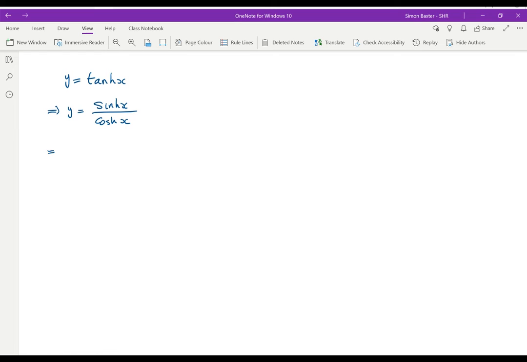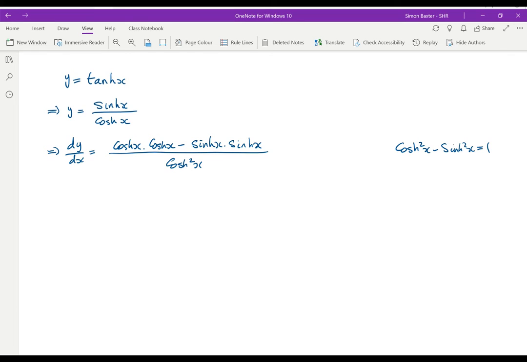Now, if we want dy by dx, we simply have the quotient rule. So we write down v squared, cosh squared x, times v. Differentiate sinh x, we get cosh x, minus u, which is sinh x, differentiate cosh x is sinh x. And cosh squared minus sinh squared is 1. And so this is equal to 1 over cosh squared x.